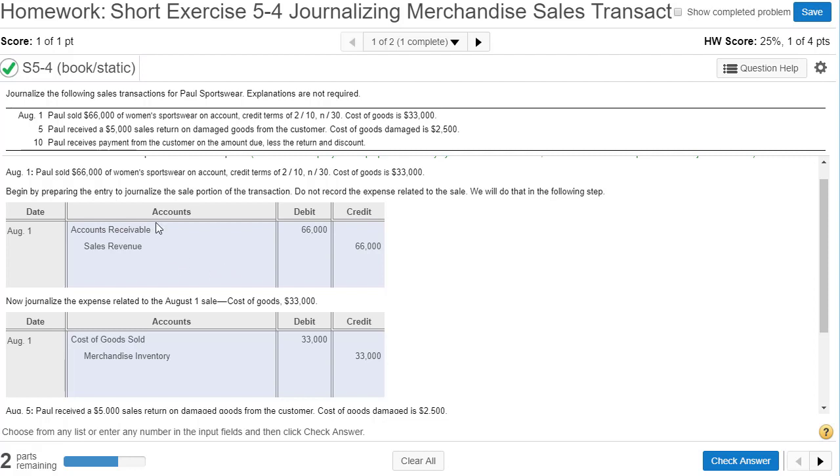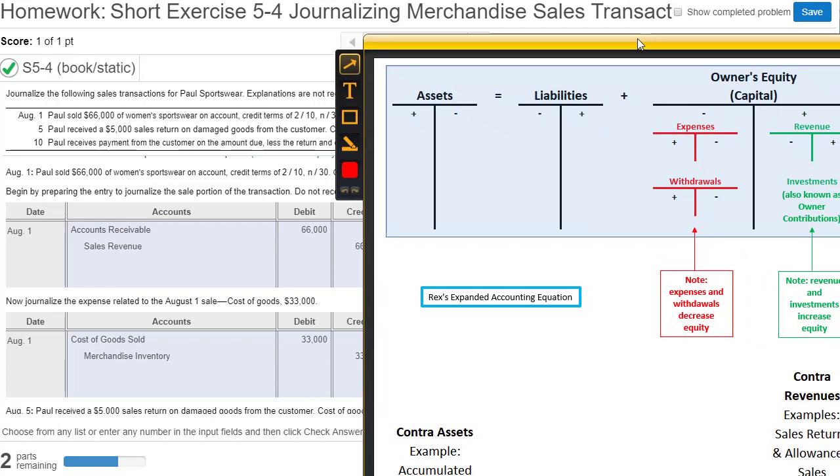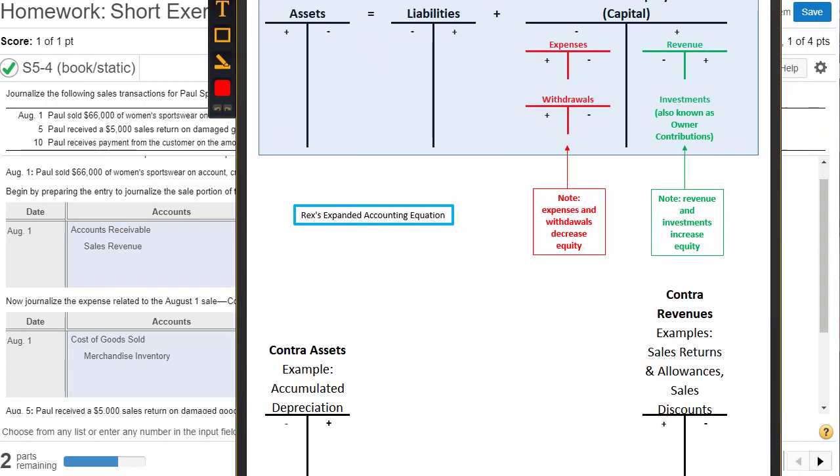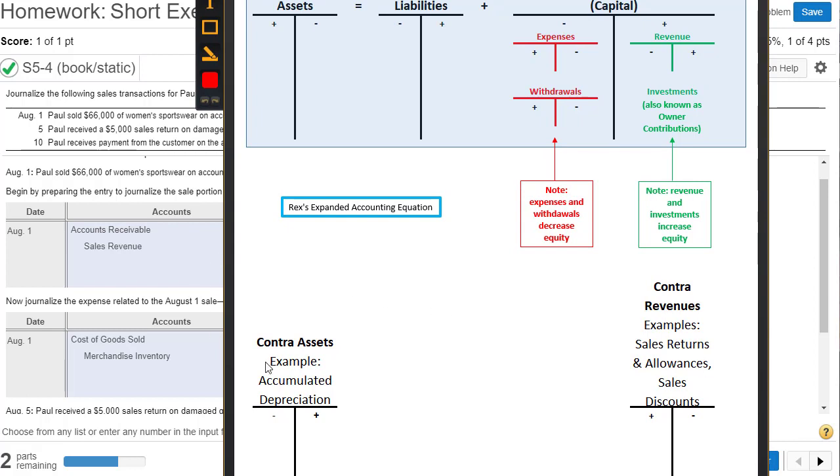So again, when our customer returns some of our sportswear, we're just going to reverse this transaction, but instead of reversing sales revenue directly, we're going to use an account called Sales Returns and Allowances. So here is our expanded accounting equation, but this time notice I have some contra accounts down here. We've got contra assets, which is accumulated depreciation. We don't have to worry about that for this problem. But here are our contra revenue accounts, showing you the pluses and minuses.